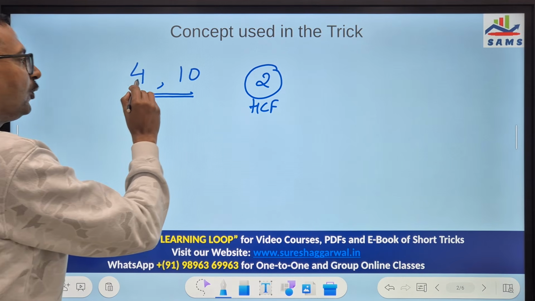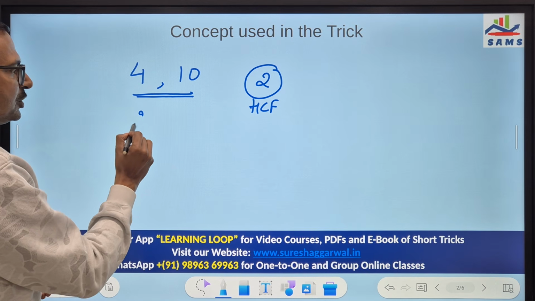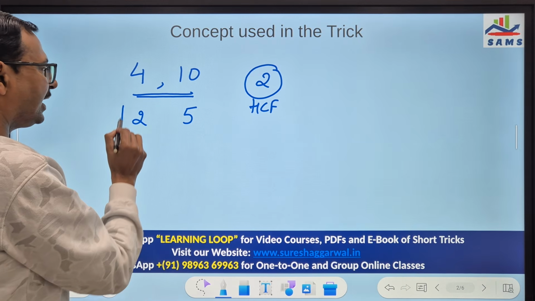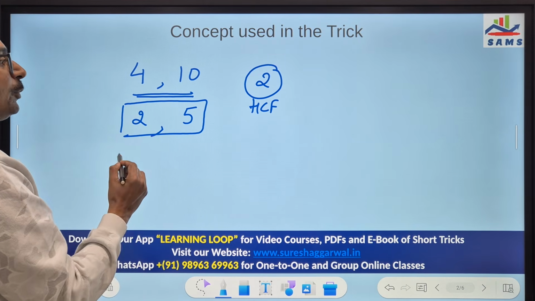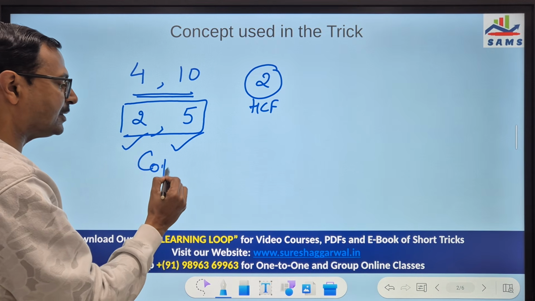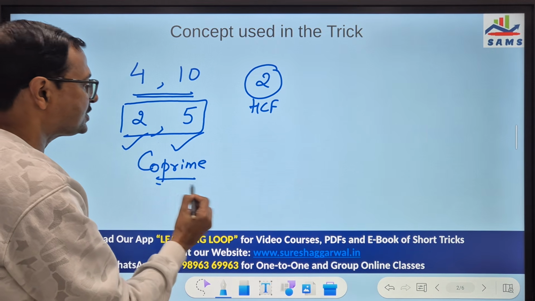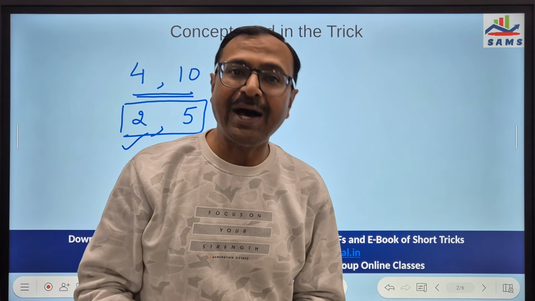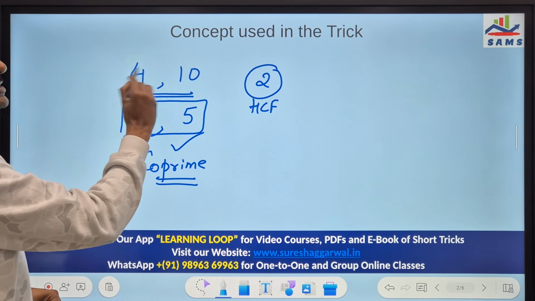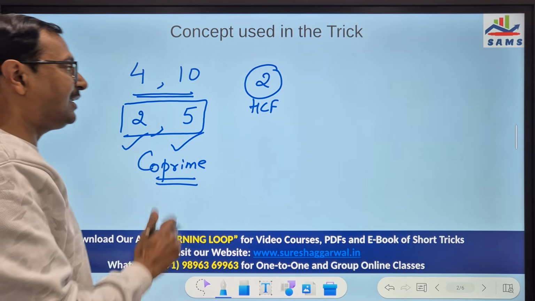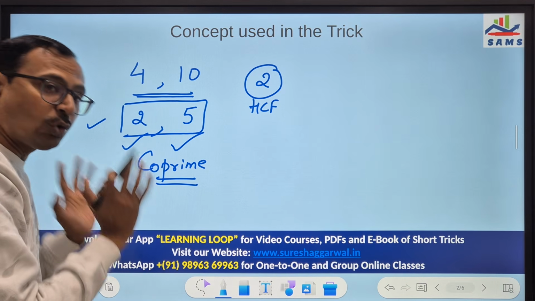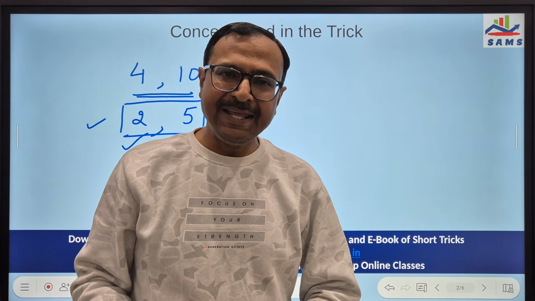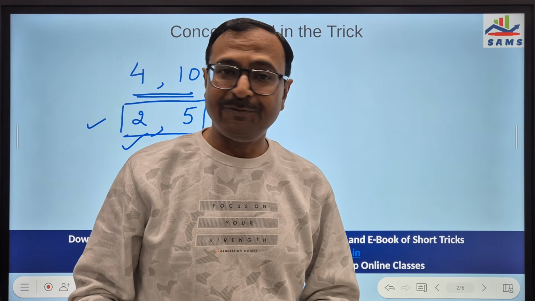Now if I divide 4 by 2, I get 2. And if I divide 10 by 2, I get 5. So I want these numbers which are co-prime. See, 2 and 5 now are co-prime numbers. Earlier, the numbers in the denominator, 4 and 10, were not co-prime. So if I remove the highest common factor by dividing both numbers by it, then the numbers which I obtain are co-prime. And once you get co-prime numbers in the denominator, adding and subtracting of fractions becomes very, very easy.